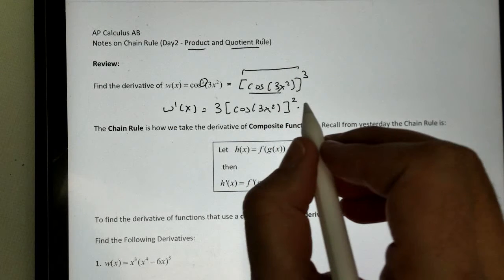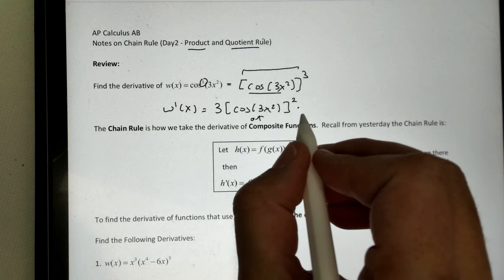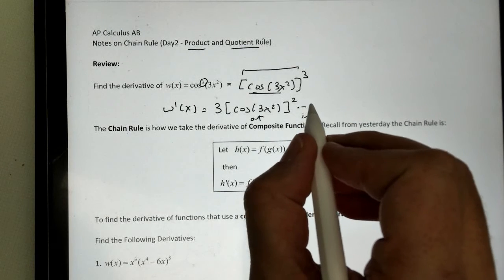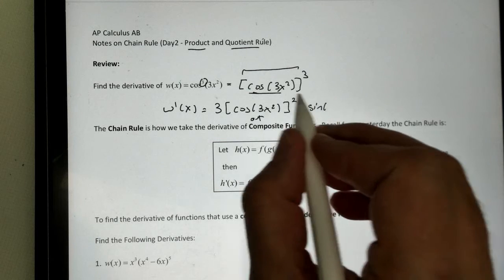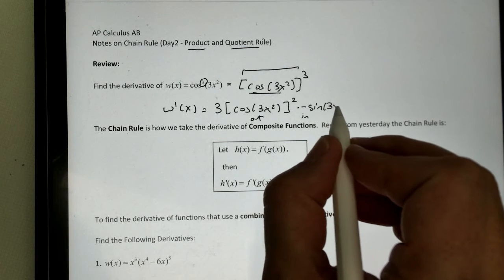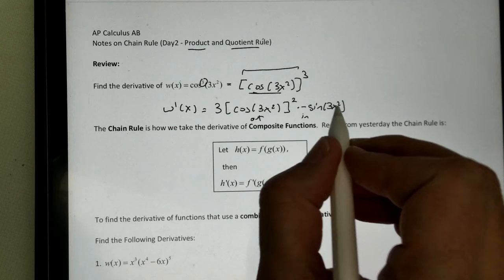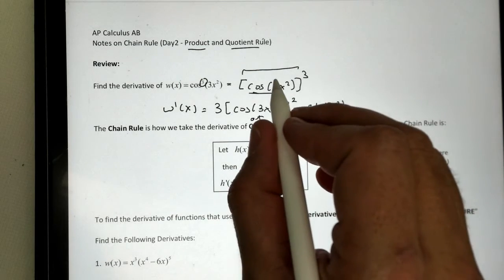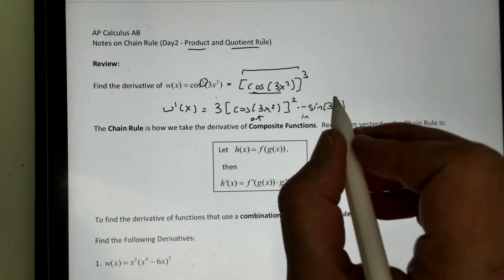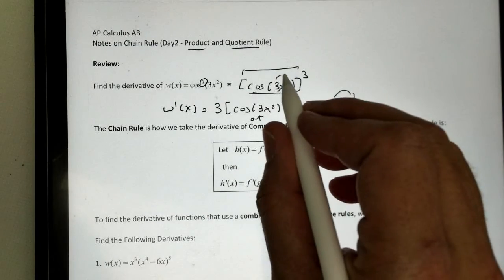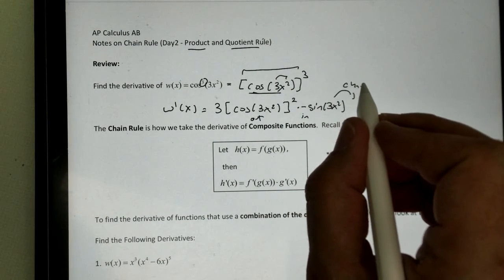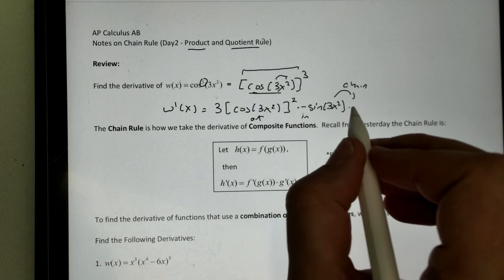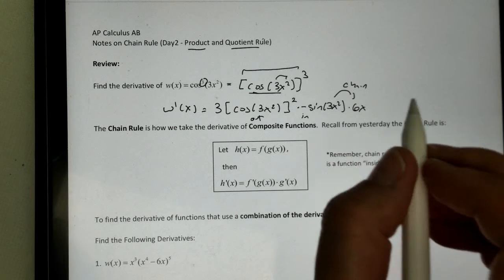Now we're going to do the inside. So there's our outside, and now we have to do the inside. The derivative of cosine is going to be negative sine. And again, this is going to stay 3x squared. And be careful, this is our double chain rule. We have another inside, this 3x squared. So I have to do this chain rule again, and that's going to be times the derivative of 3x squared, which is 6x.